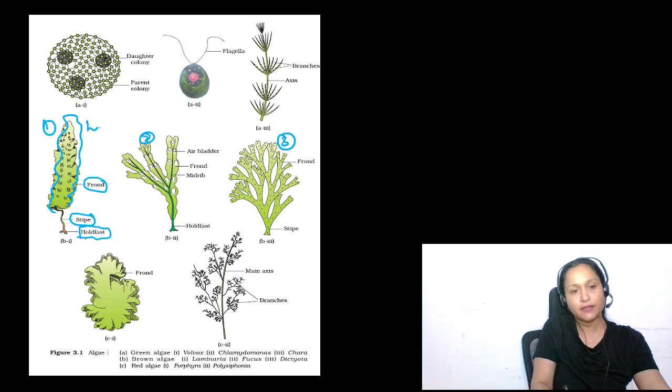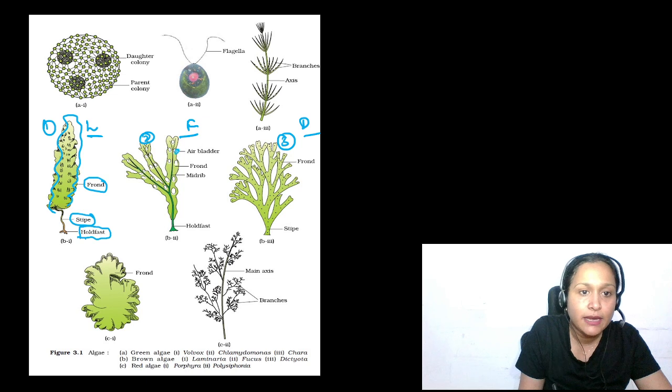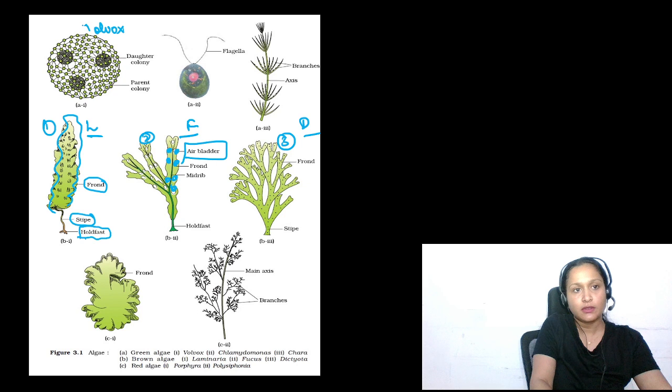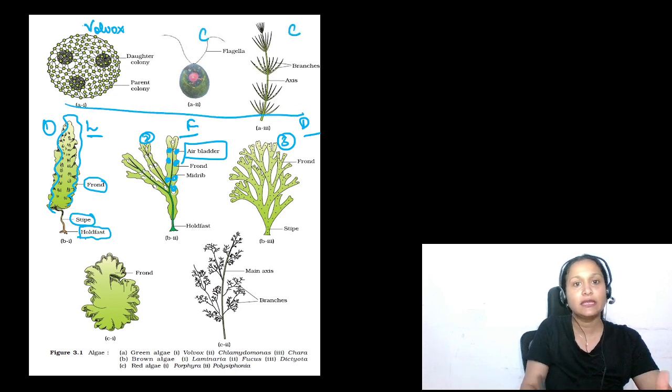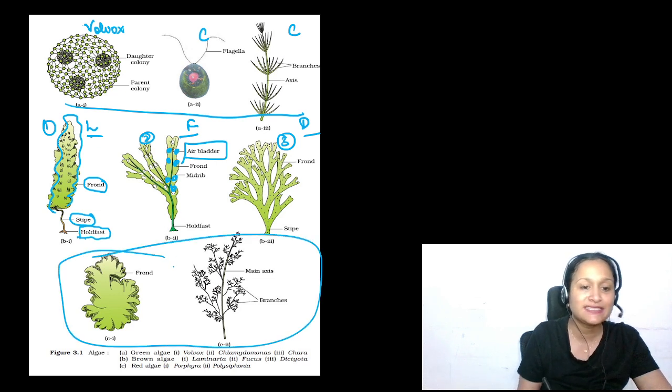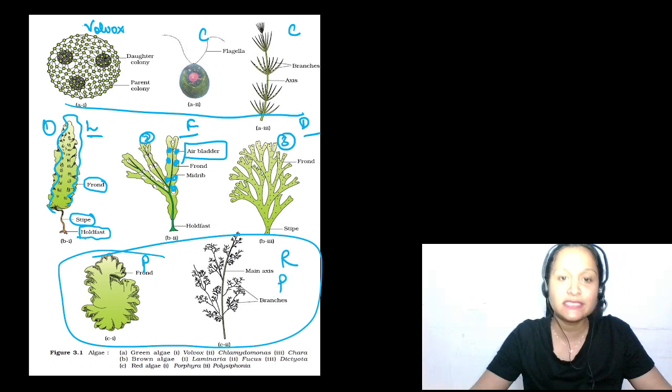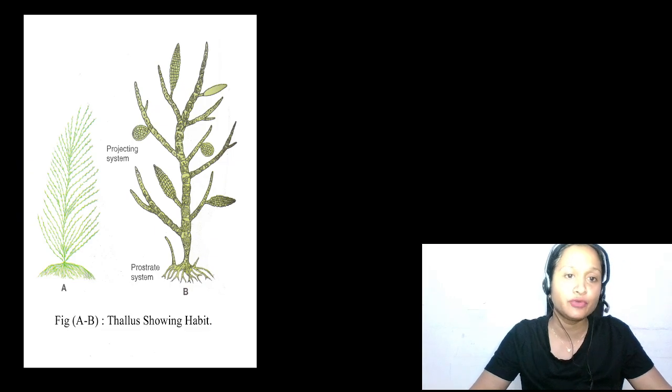The first one is Laminaria, the second one is Fucus, and the third one is Dictyota. In Fucus, you can see the air bladders are present, so that it can float on the water. And at the top, this one is Volvox, Chlamydomonas, and this one is Chara. These are green algae. And below this are your red algae, Porphyra and Polysiphonia. Porphyra is eaten, right? We have seen some algae are eaten, Porphyra is eaten as a food.